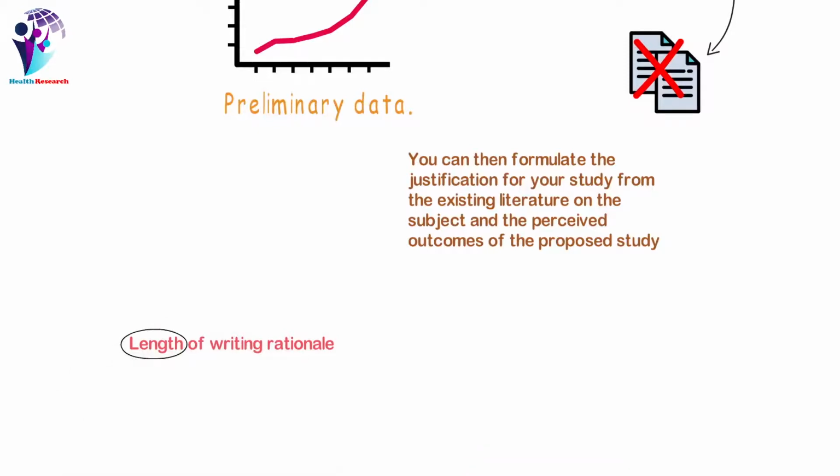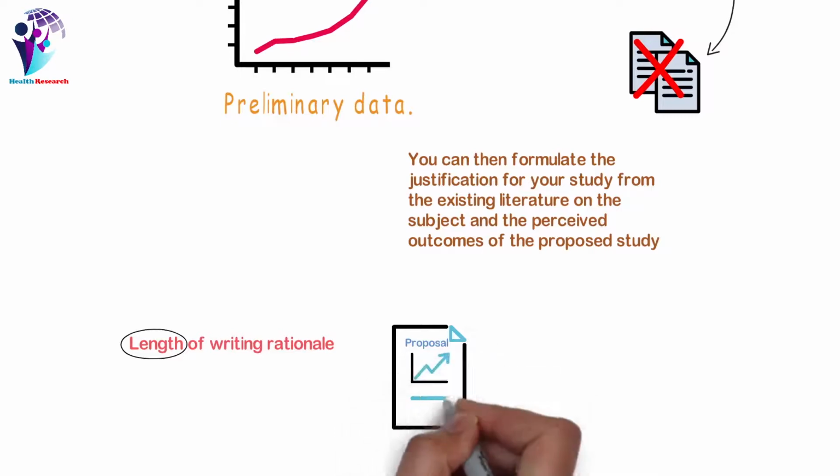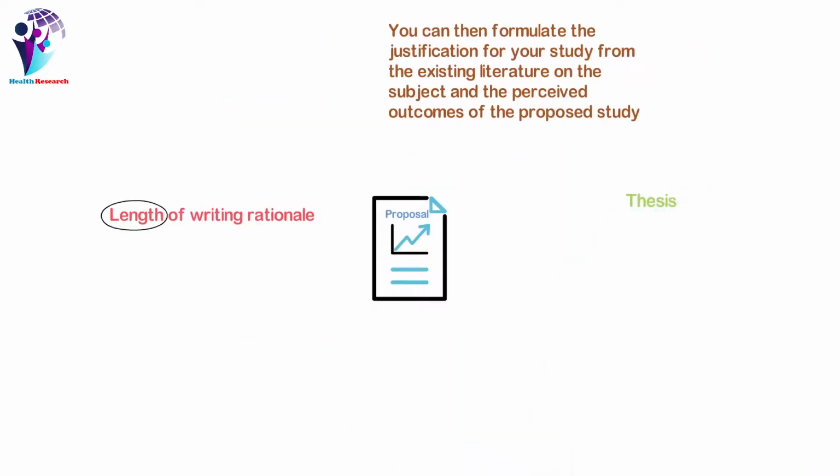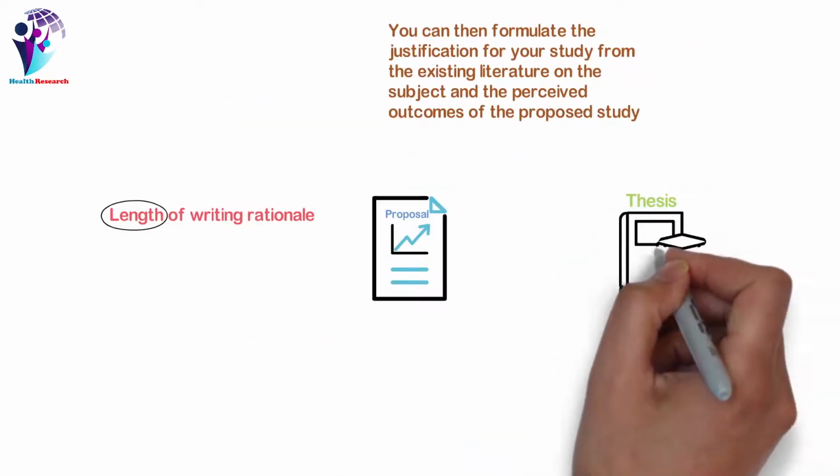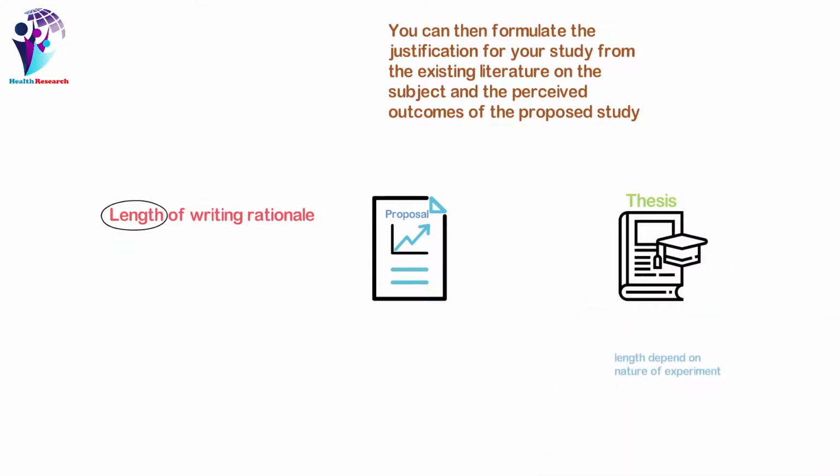Length of writing rationale. In a research proposal or research article, the rationale would not take up more than a few sentences. A thesis or dissertation would allow for a longer description, which could even run into a couple of paragraphs. The length might even depend on the field of study or nature of the experiment.